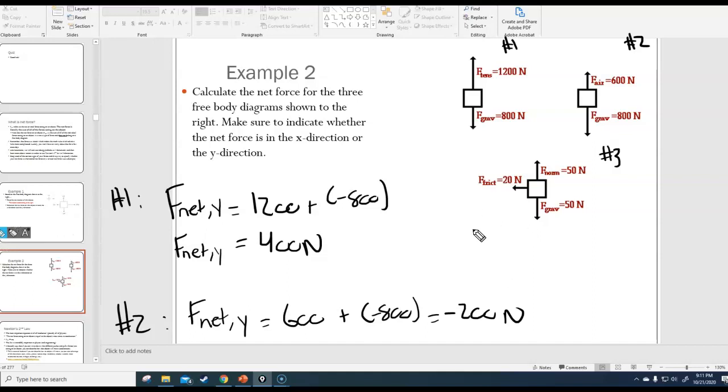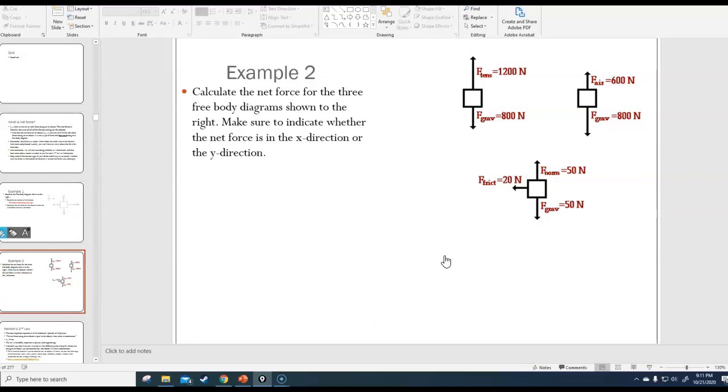Okay, so this is what you should get for number 3 based on the free body diagram. Let me erase these other ones. Okay, so number 3, we have an F net x, and we have an F net y, because we have forces both in the x direction and the y direction. So let's start with the x direction. F net x means the net force in the x direction.